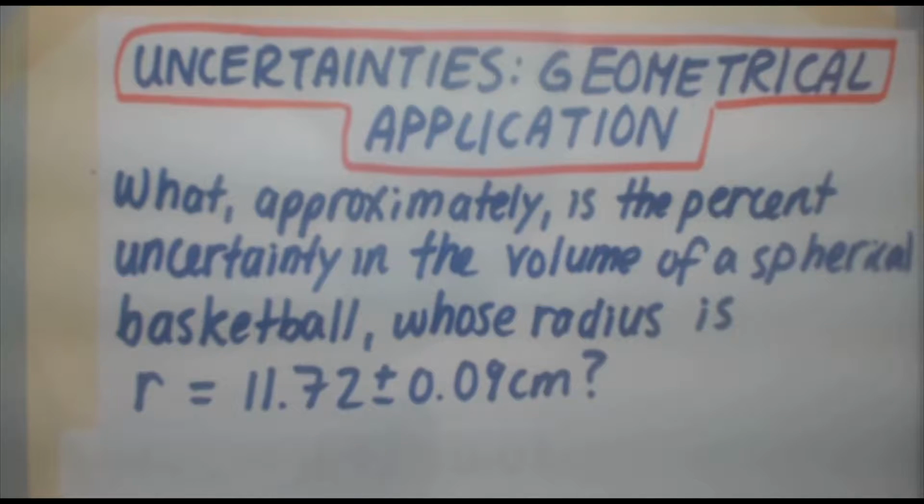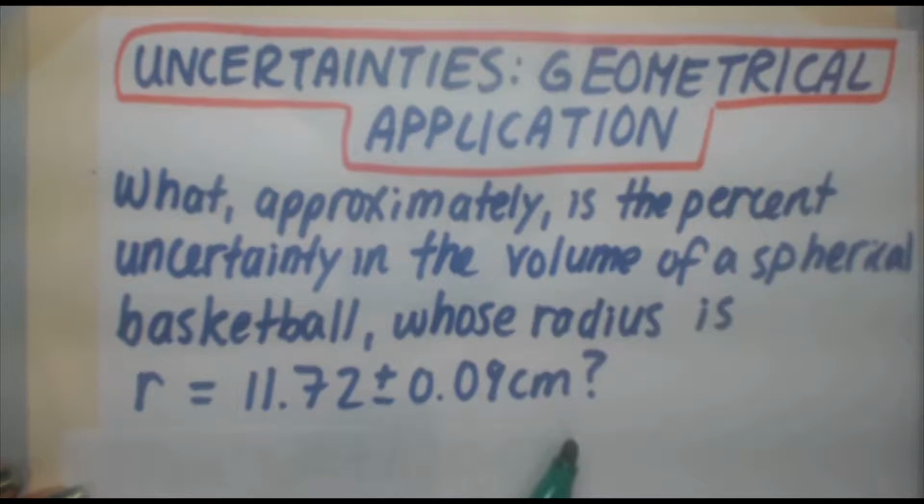Okay, so in this problem, what approximately is the percent uncertainty in the volume of a spherical basketball, and not the rectangular kind, careful there guys, whose radius is r equals 11.72 plus or minus 0.09 centimeters. At this point, I'm sure you know how to calculate the volume of a sphere. It's 4/3 pi r cubed. In this case though, we've got that uncertainty there, and it's not so straightforward as simply cubing that uncertainty.